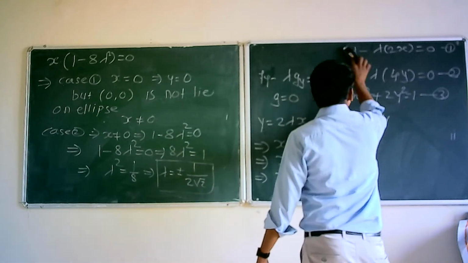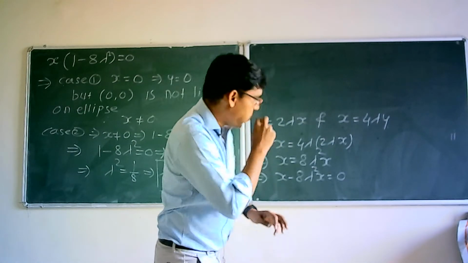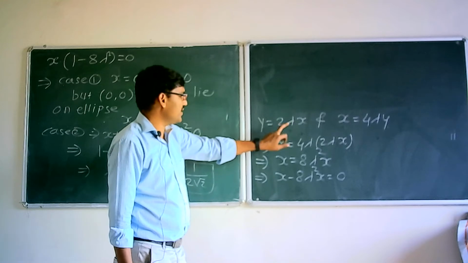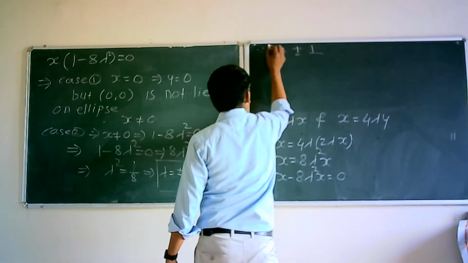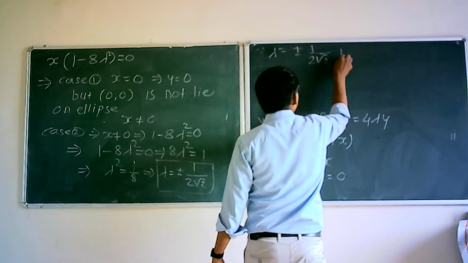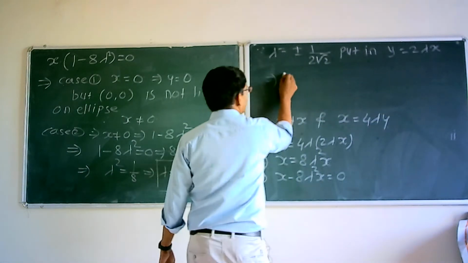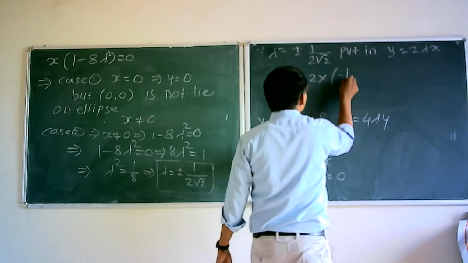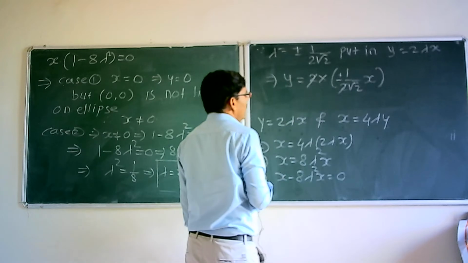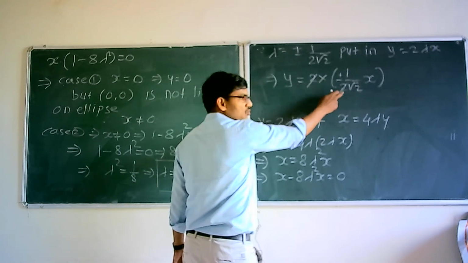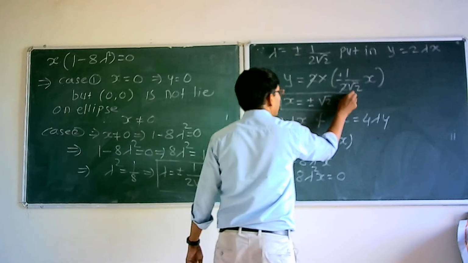Now next. What is y equal to 2 lambda x? In this equation, if you put the value of lambda, since y is equal to plus or minus 1 upon lambda, which is plus or minus 1 upon 2 root 2, we put it in the equation y is equal to 2 lambda x. We get y is equal to 2 into plus or minus 1 upon 2 root 2 x. If you simplify, the 2 will get cancelled, and if you take the root 2 to this side, you will get x is equal to plus or minus under root 2 y. So you will get some relation between x and y.